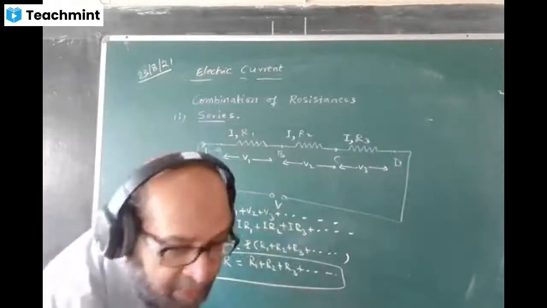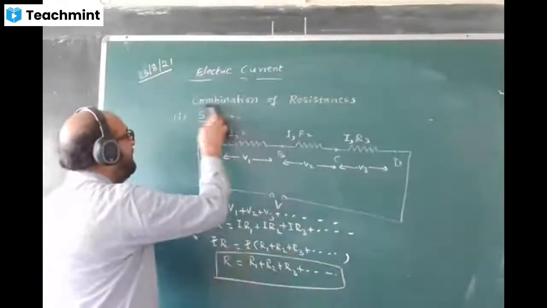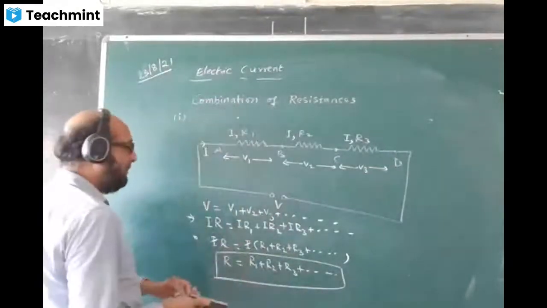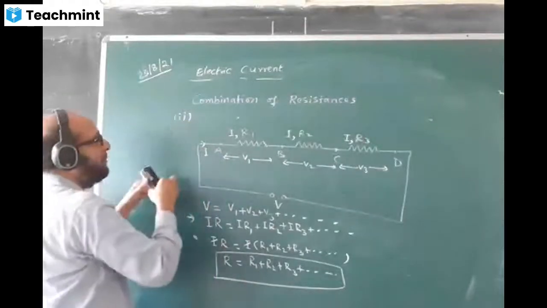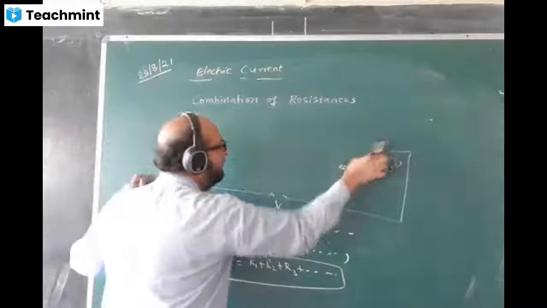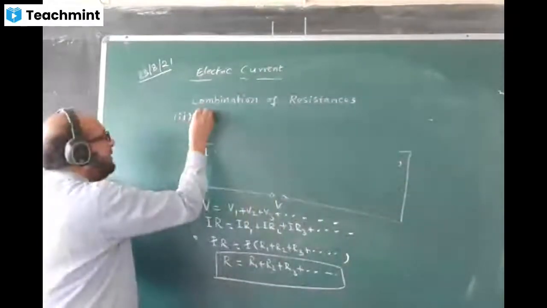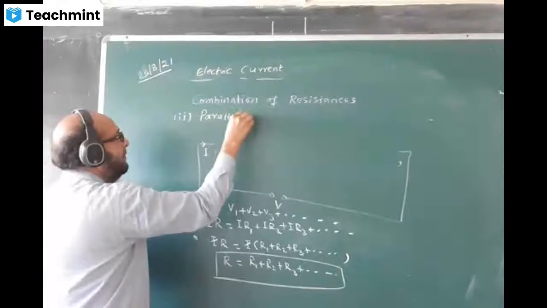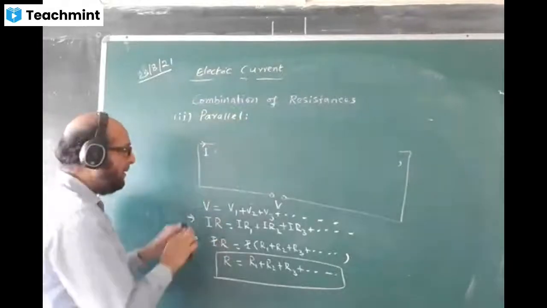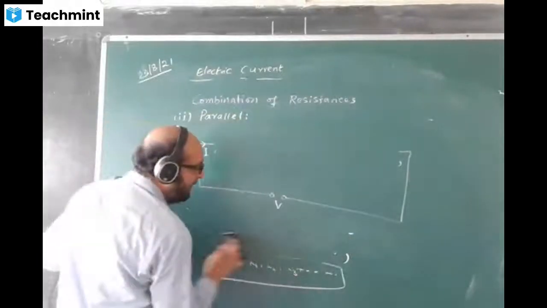Okay. Now the second one, you write the second heading: parallel. Number 2, combination of resistance. The second part is parallel combination. Please give the heading, parallel combination. Let us see what happens in parallel combination.